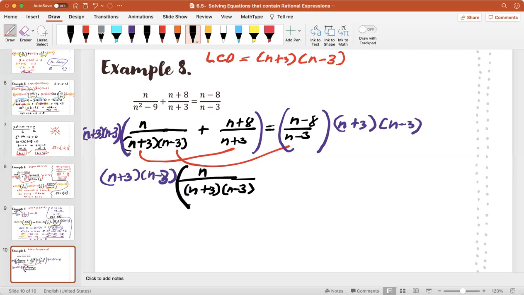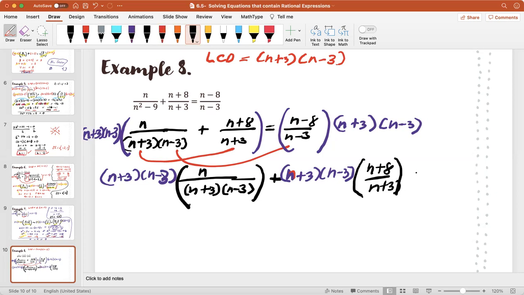All right, that's the first one. How about the next? Plus, all right, times your LCD again. n plus 3 times your n minus 3 times your second expression. What is it? It's n plus 8 over n plus 3.